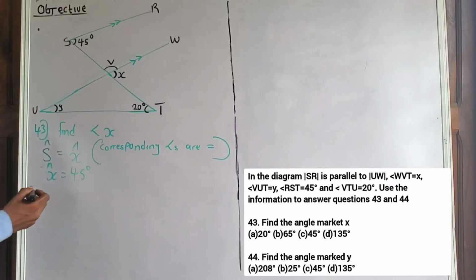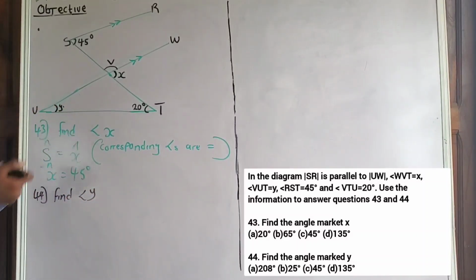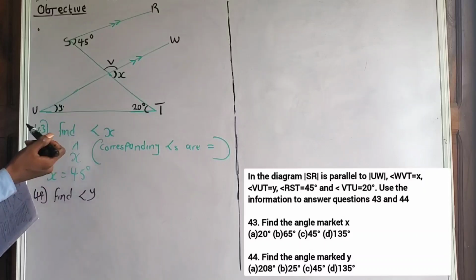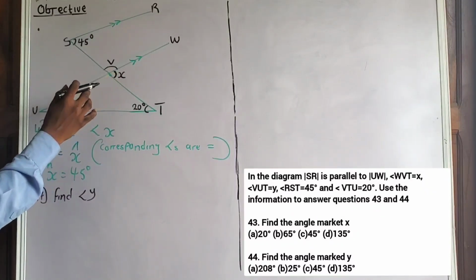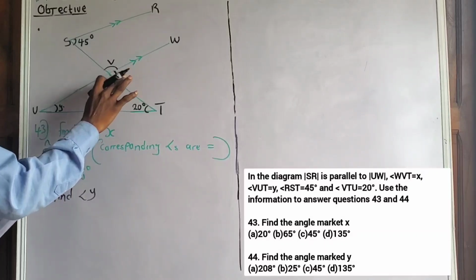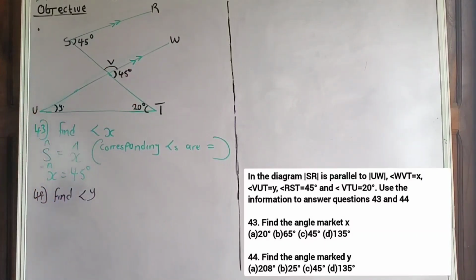Okay, now having gotten the value of X as 45 degrees, let us proceed to get the value of angle Y. That is question 44. Calculate the value of angle Y. This is the angle that we're looking for now. We have gotten the value of angle X as 45 degrees, so let me replace it. X is 45 degrees. So how do you calculate the value of angle Y?